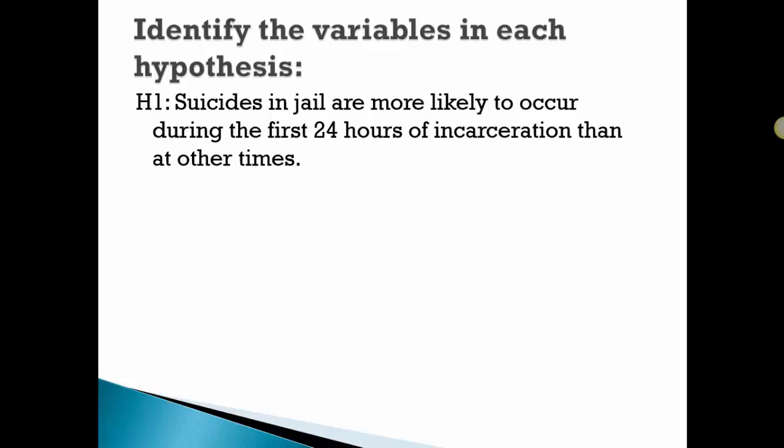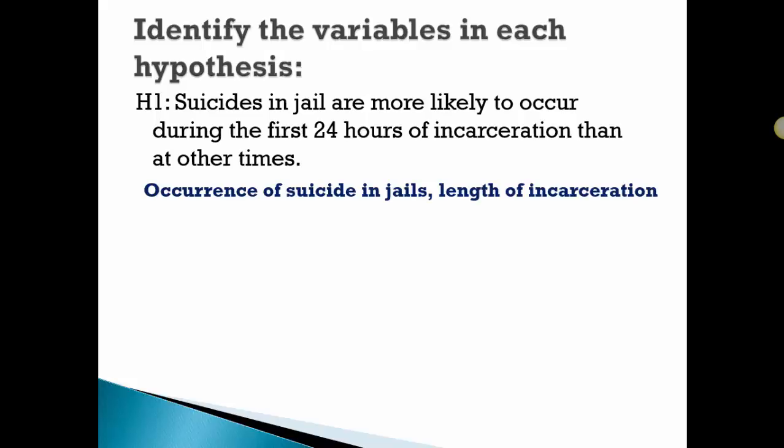Suicides in jail are more likely to occur during the first 24 hours of incarceration than at other times. So the variables here are going to be the occurrence of suicide in the jails and then the length of incarceration, or is it within the first 24 hours or not? We probably would want to collect the length of incarceration because actually the suicide rate might be higher in the first 48 hours. So we might want to collect a little bit more data than we actually stated in the hypothesis.